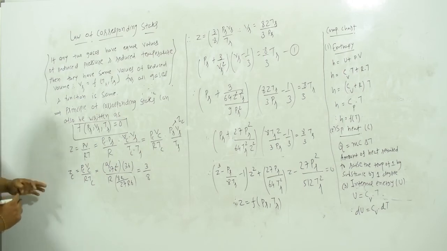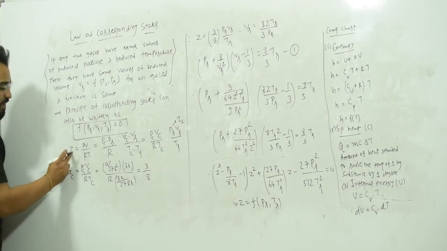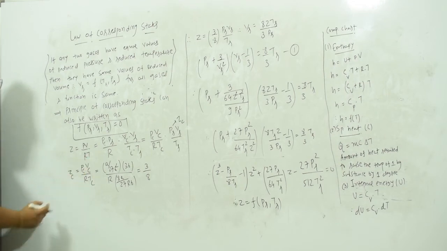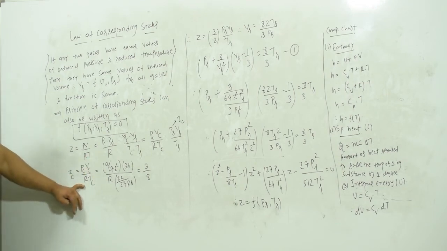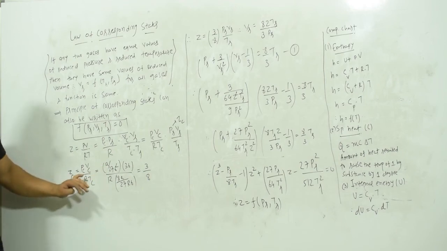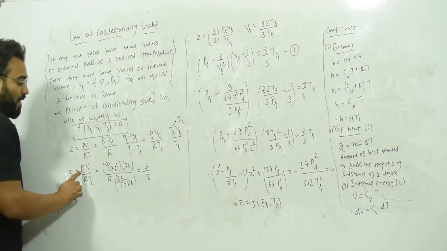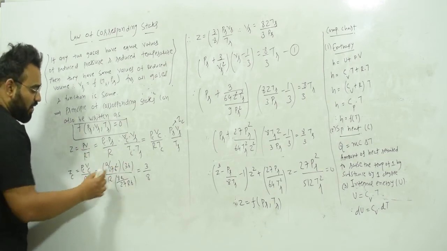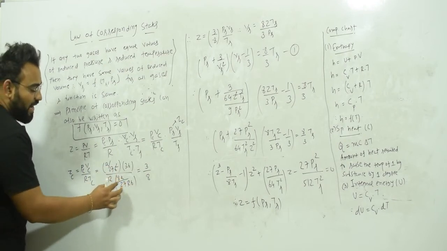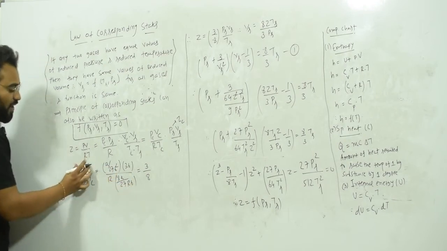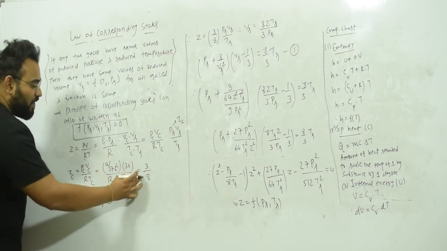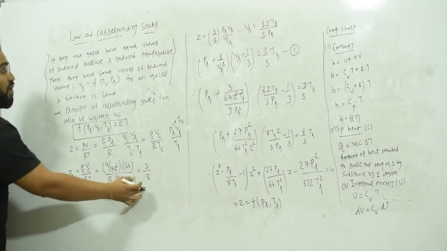Now can I write Zc, because Z is equal to PV upon RT, so Zc is equal to Pc Vc upon R Tc? Remember the Van der Waals equation, where we derived the value of Pc equal to a upon 27b square, Vc equal to 3b, and Tc equal to 8a upon 27Rb. I have just put the values of Pc, Vc and Tc from the Van der Waals equation, and if you simplify it you will get the answer 3 by 8. So Zc equal to 3 by 8.